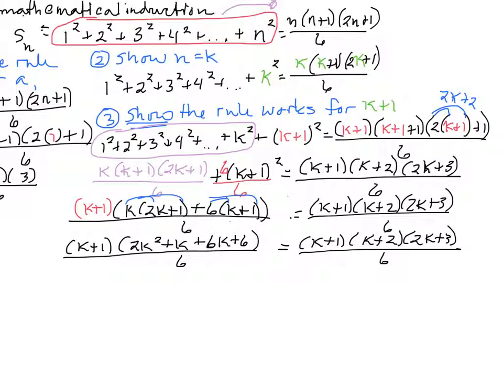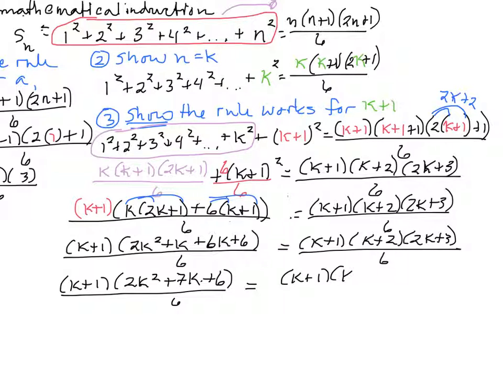So I only have 2 steps left. I'm going to collect like terms here. And so I get k plus 1, I get 2k squared, the k in the 6k is plus 7k, plus 6, oh that's not a k, 7k, all over 6, and then here's how I shorten my workup. K plus 1, k plus 2, 2k plus 3, all over 6.